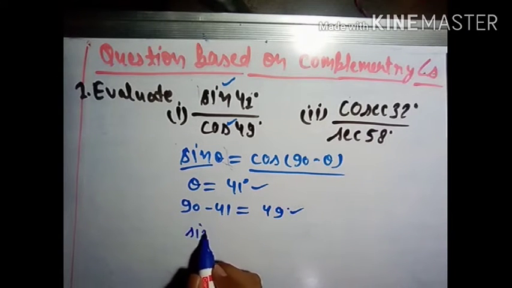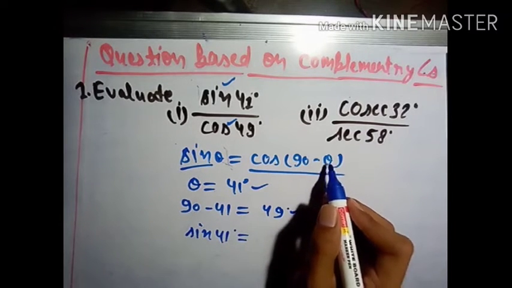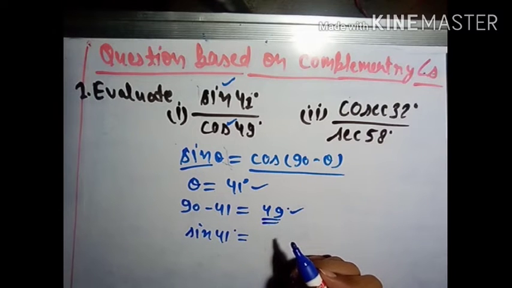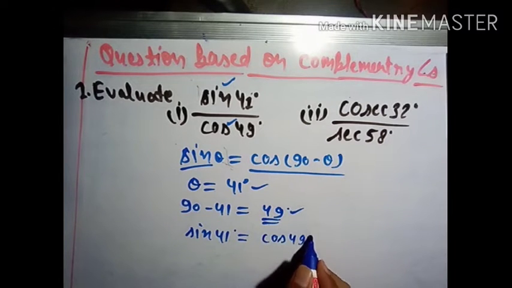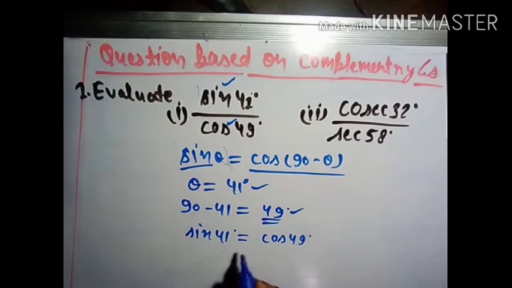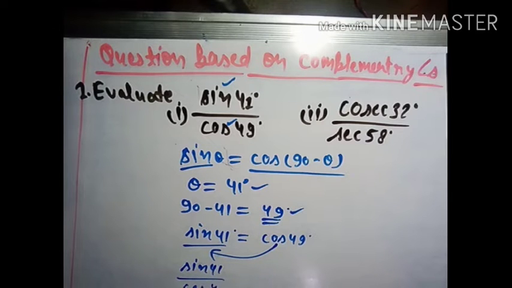Let us do it. This becomes sine 41 degree is equal to, in place of cos 90 minus theta you can put easily 49. Can you? Of course you can. So see here, it becomes cos 49 degree. Now divide both, bring this ratio down. So this will look like sine 41 upon cos 49, and what is left here? 1. Very good.